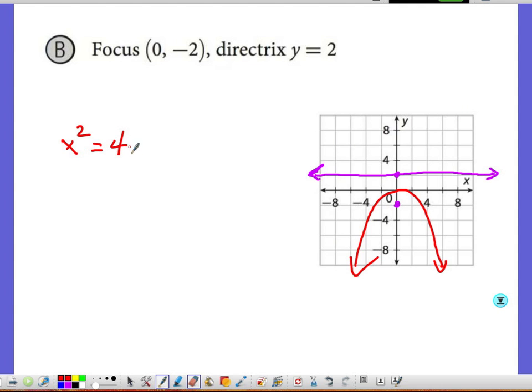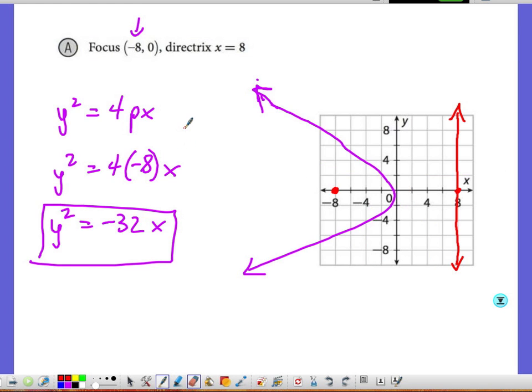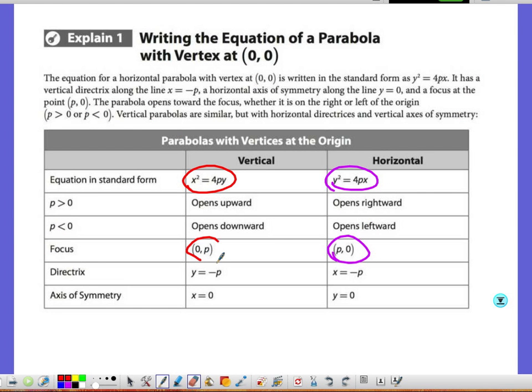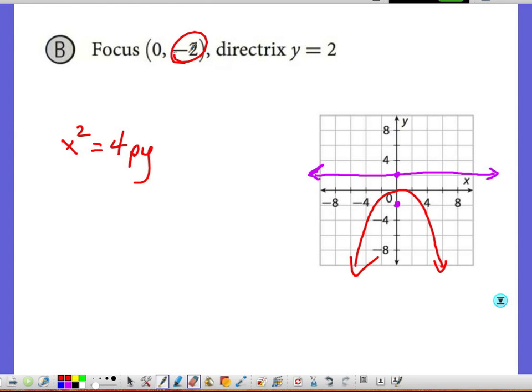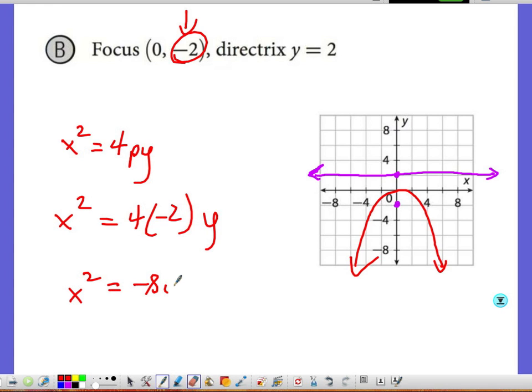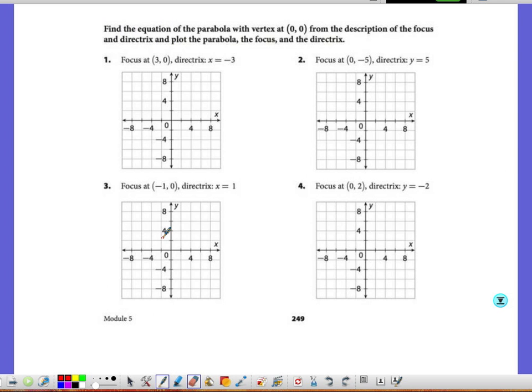X squared is equal to 4py, and I need to know what my p value is going to be. If you look at this, my p is going to be the y-coordinate of my focus. So here's the y-coordinate of my focus, which is -2. So x squared is equal to 4 times -2y, and so the equation of my parabola is x squared is equal to -8y. There we go. And of course we did these other examples.